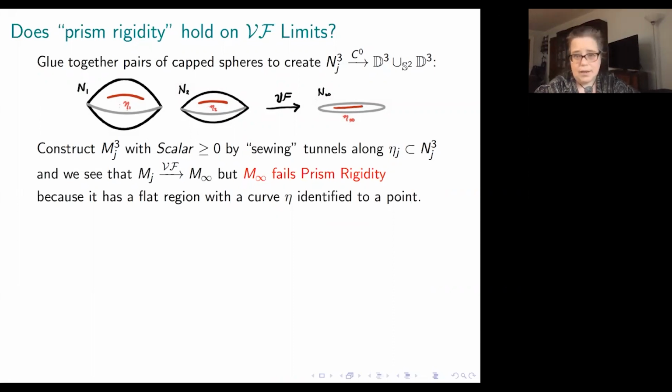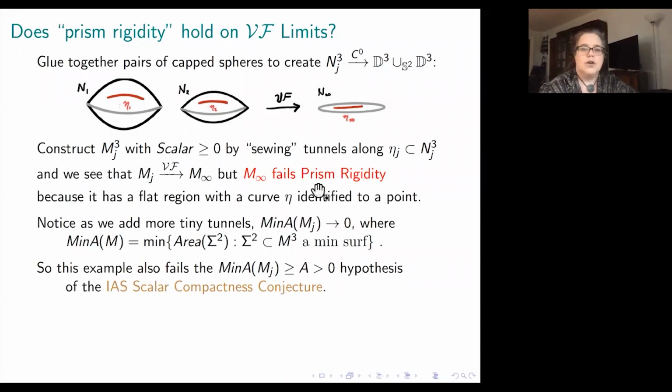All right, this is not a terrible example. It's another one of these examples caused by the sewing, right? So the sewing is a technique that involves lots of smaller and smaller tunnels. So we just want to prevent sewing in order to allow prism rigidity to hopefully still occur. So again, the sewing involves many, many tiny tunnels. And that's another reason why I like to add min A greater than A greater than 0 as a hypothesis. Okay, so if we add that hypothesis, we won't have these non-examples.